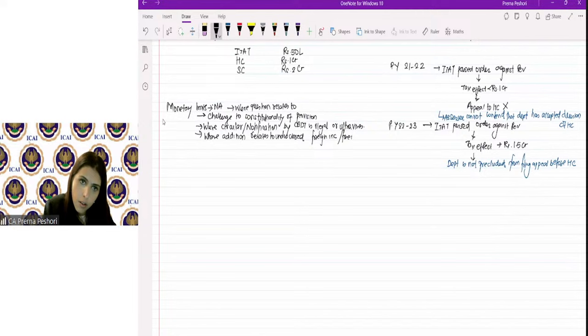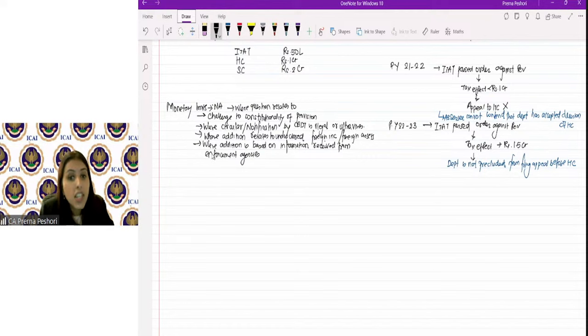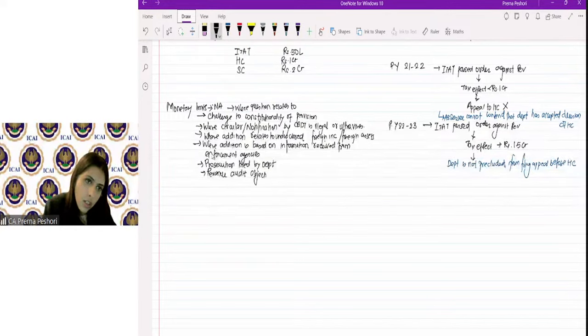Foreign income or foreign assets. Where the addition is based on information received from enforcement agencies, for example, CBI, SFIO, GST, prosecution filed by department, or where the revenue audit objection, in the case of revenue audit objection, is accepted by the department.